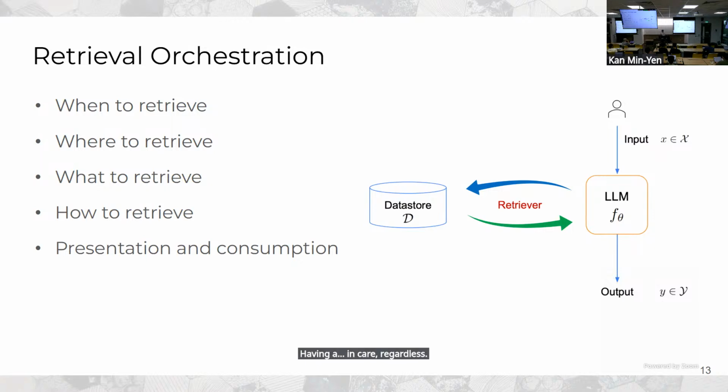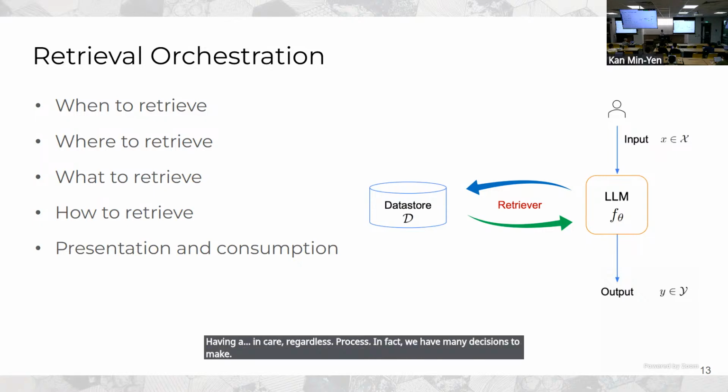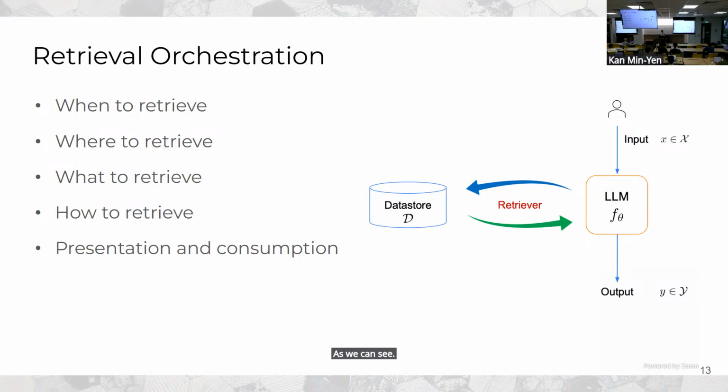In fact, in the entire RAG process, we have many decisions to make. As we can see, first, when to retrieve. That means in the context of RAG, retrieval does not correspond to each query. It's not a must, right? Sometimes we need to retrieve, but sometimes we had better not, in order to improve efficiency.